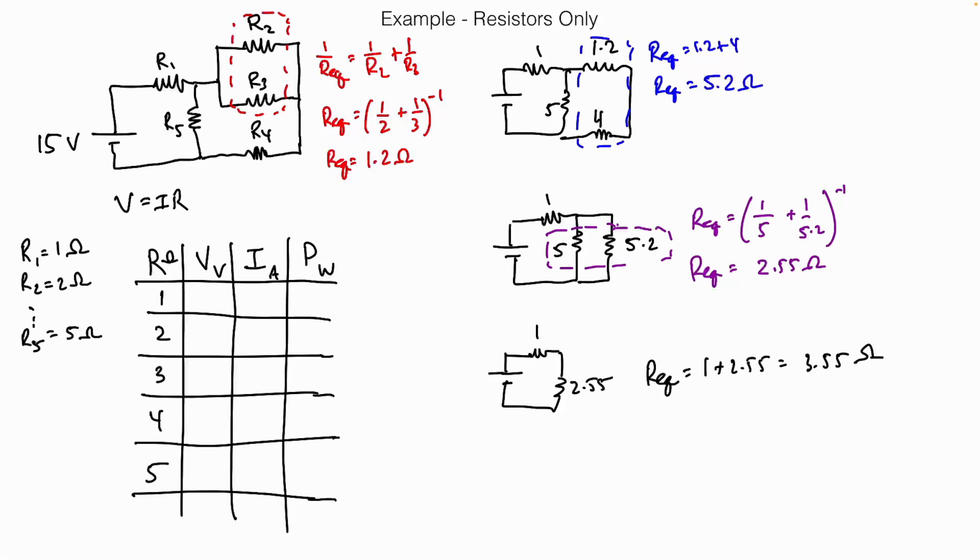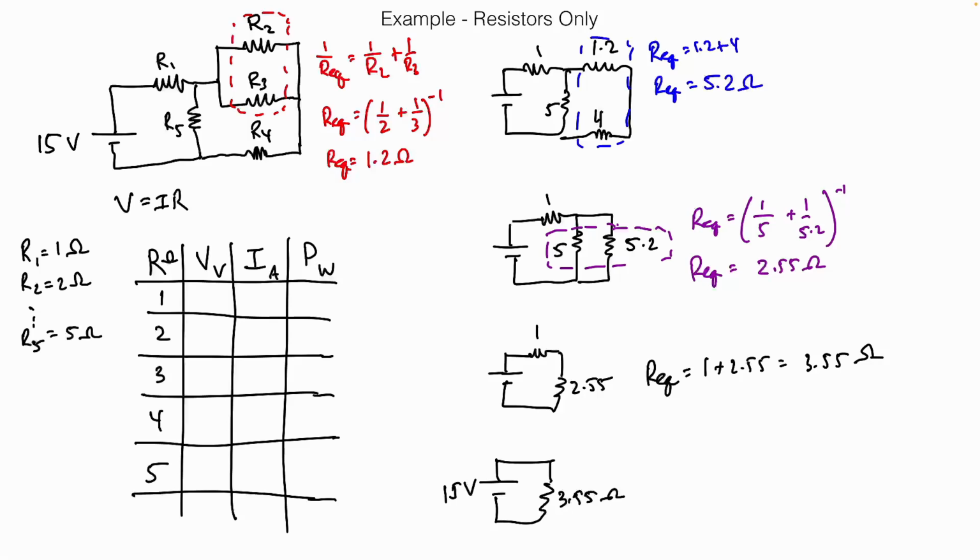So we made it to the end, right? We made it to a circuit that looks like this, where this is a 3.55 ohm resistor connected to a 15 volt battery. And we're 1/3 of the way through, right? That simplification is step 1. Step 2 is working backwards, applying Ohm's law at every step. Ohm's law, V equals current times resistance.